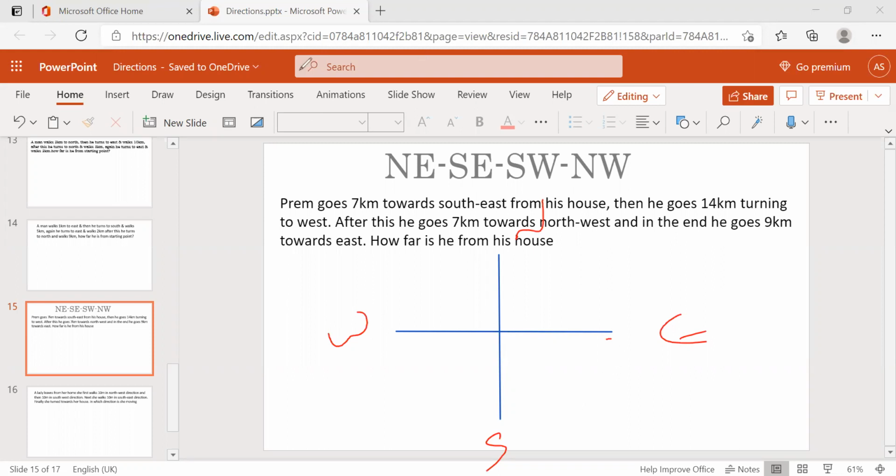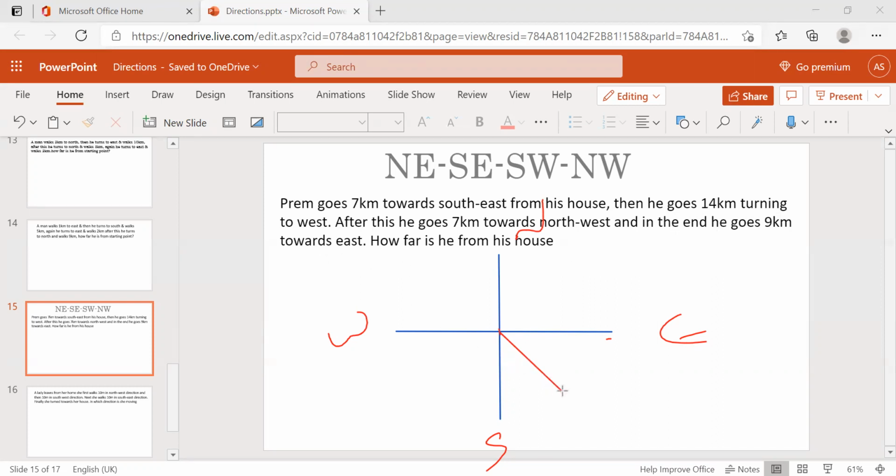Southeast. So he started, suppose this is his house, the origin point is his house. From there he started towards southeast, 7 kilometers. He walks 7 kilometers. And then he goes 14 kilometers turning to the west. So from here, which is the west?